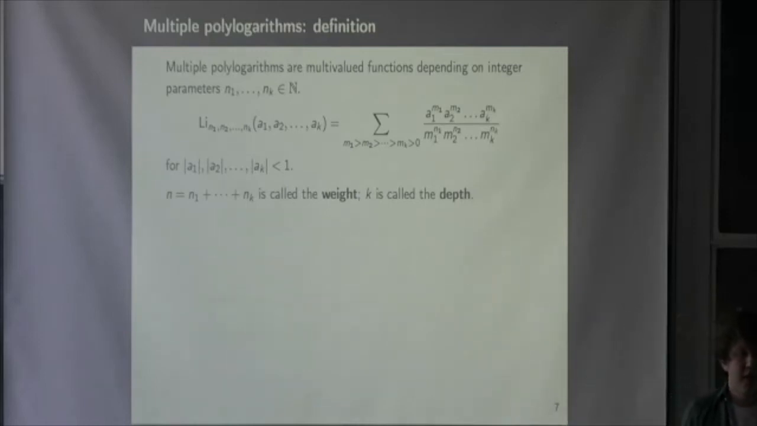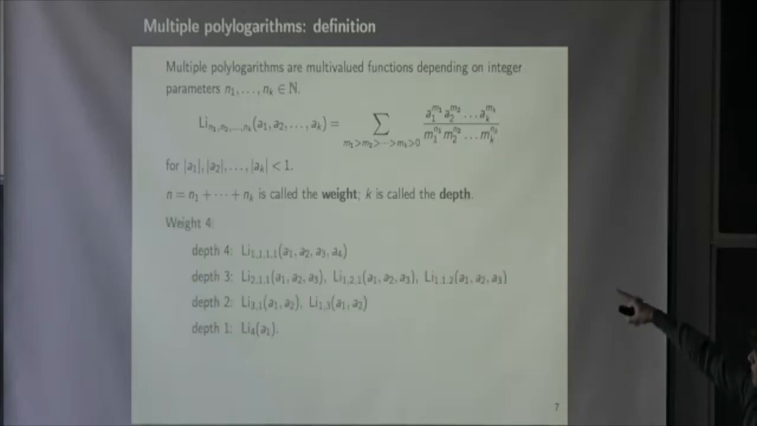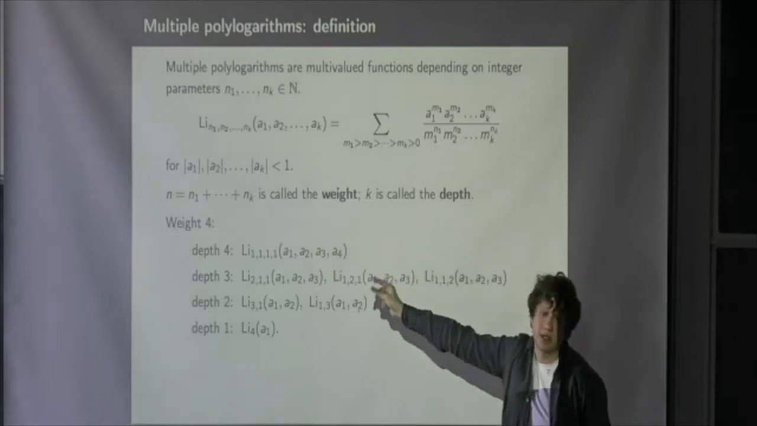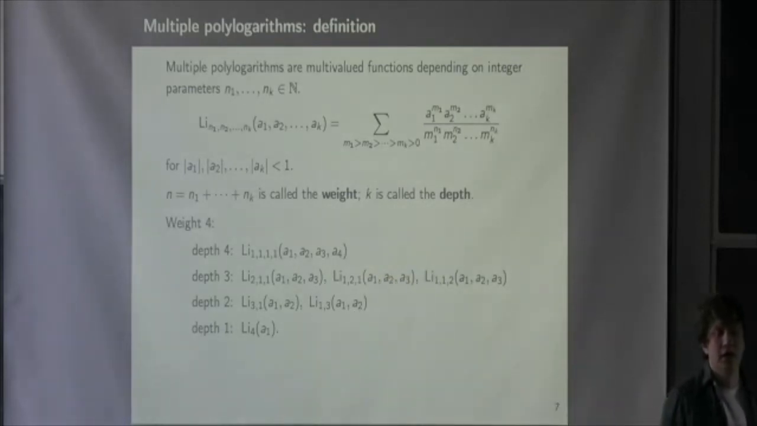So of course, you like polylogarithms with fewer arguments because they are simpler. But you can think of it as a kind of specialization. Here I wrote all polylogarithms of weight 4, and polylogarithms of lower depths can be seen as basically taking limits of polylogarithms of higher depths by degenerating some arguments to 0 or infinity.